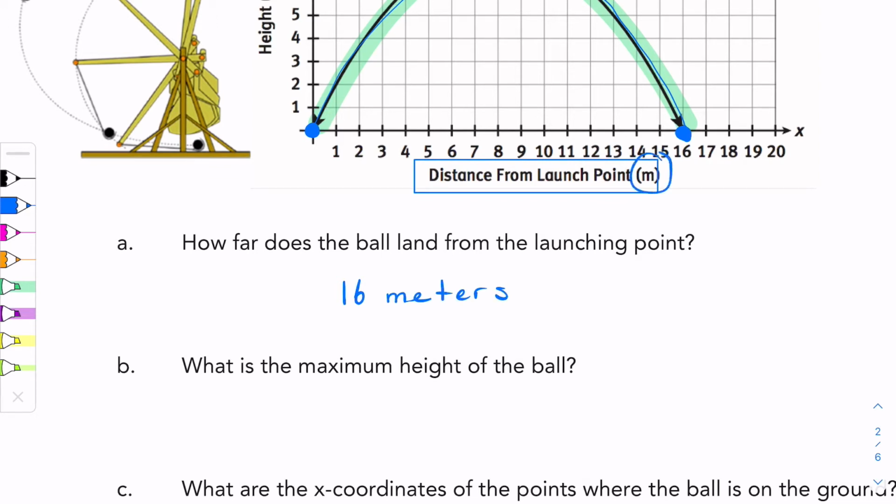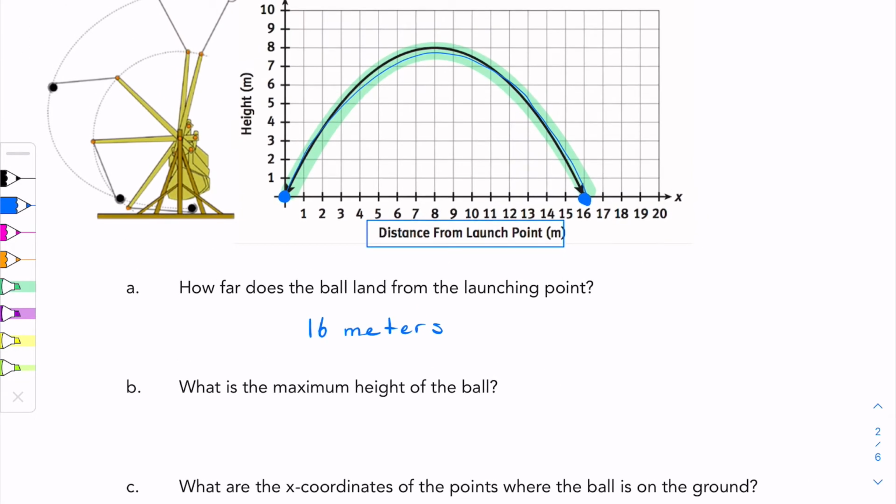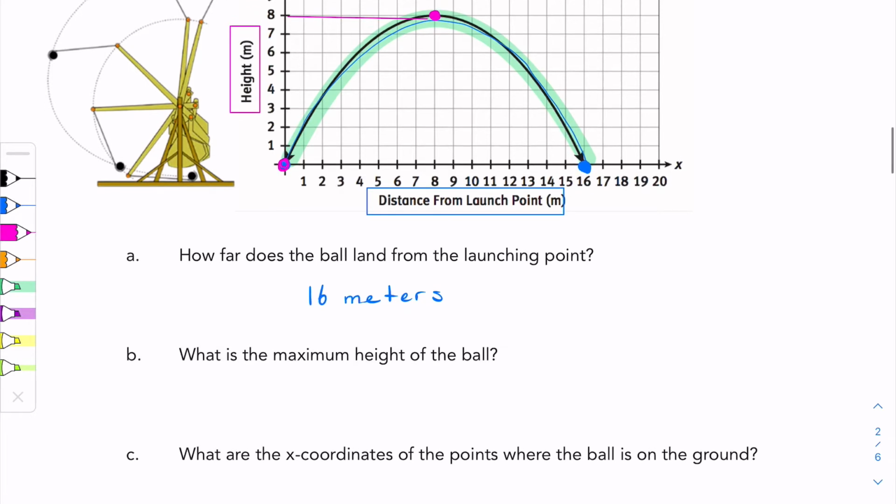I know it's meters because it tells me on the x-axis. What is the maximum height of the ball? All right, well, again, the ball starts at 0. This goes up. It hits a maximum height, and then it starts to come back down. So you have to identify on the parabola where the maximum height is. The y-axis represents height. It's labeled right there. It appears to me that the maximum height of this object occurs at 8 meters.